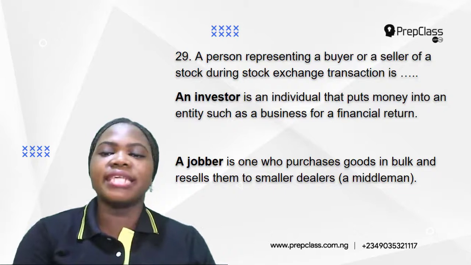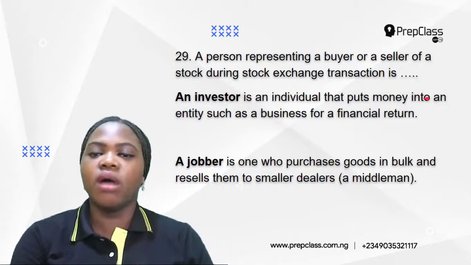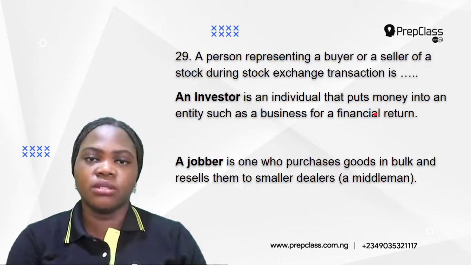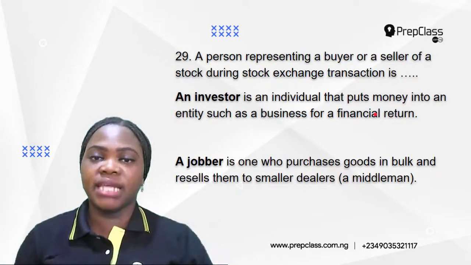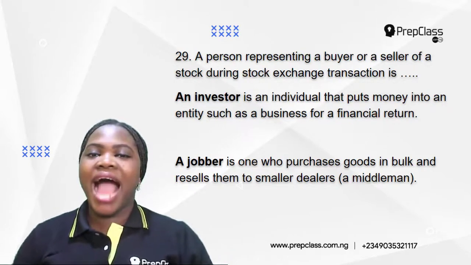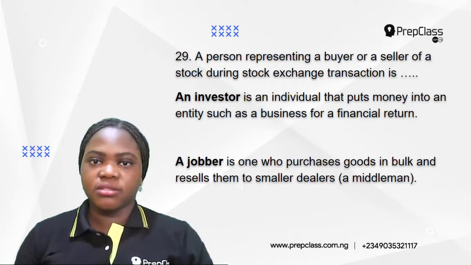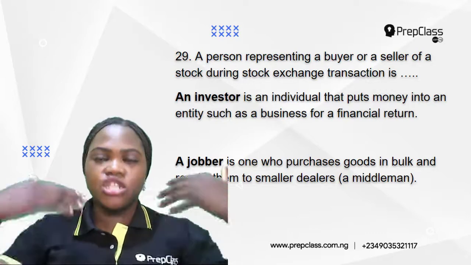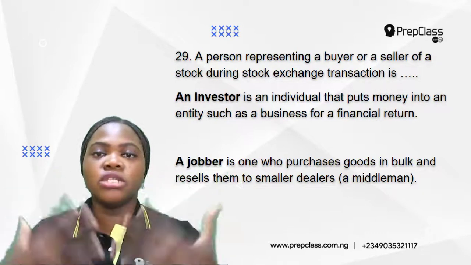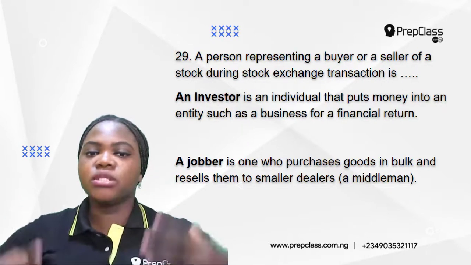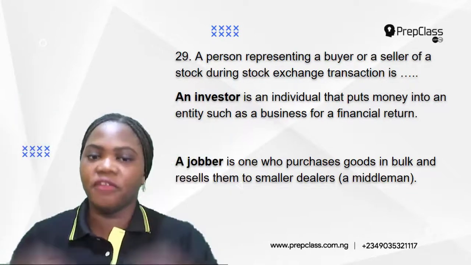An investor is an individual that puts money into an entity such as a business for a financial return. So for example, you have a business and then I have some money, I can invest it in your business for profit. So I put the money in your business just for me to gain profit. So in that case, I am an investor.